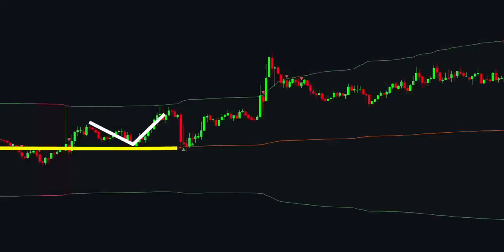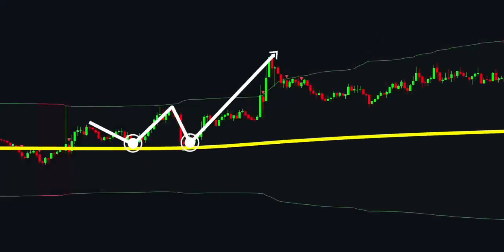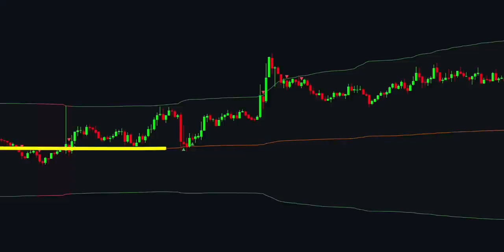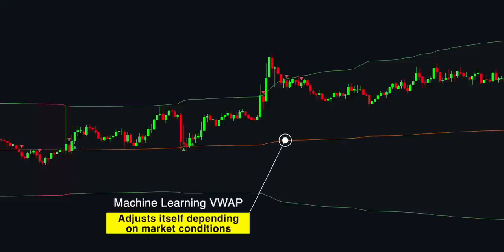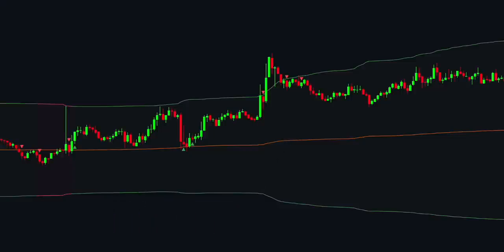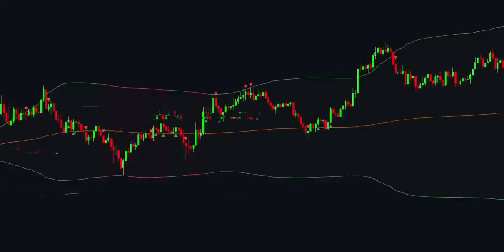VWAP can act as support and resistance, as well as a magnet for price. The machine learning VWAP, on the other hand, uses machine learning to identify the best location for the VWAP. Rather than use a traditional fixed length or simply adjust based on a date and time, machine learning can identify crucial areas where the VWAP needs to be reset.